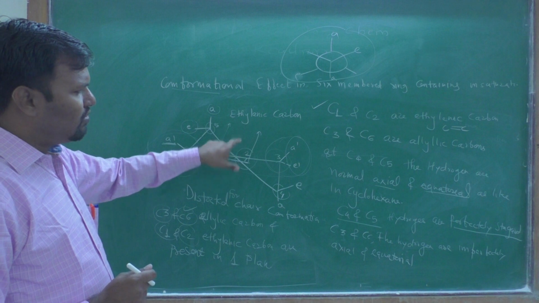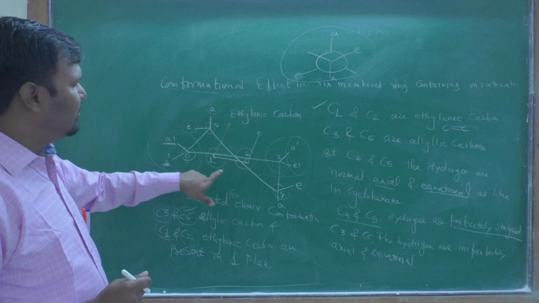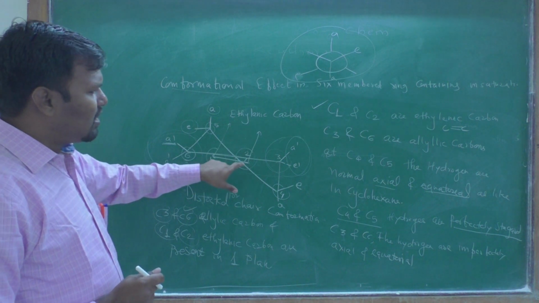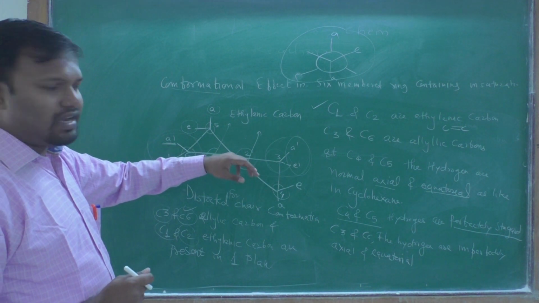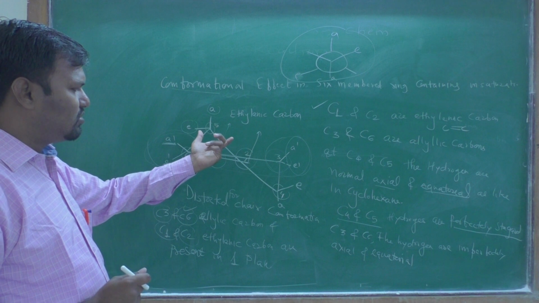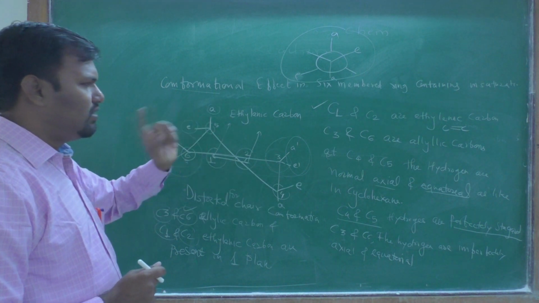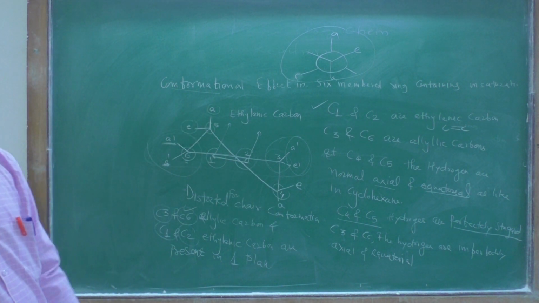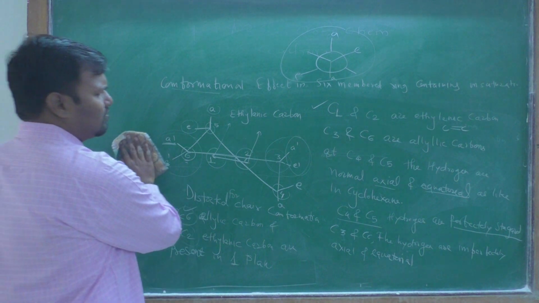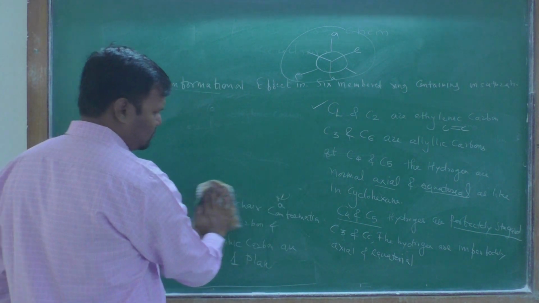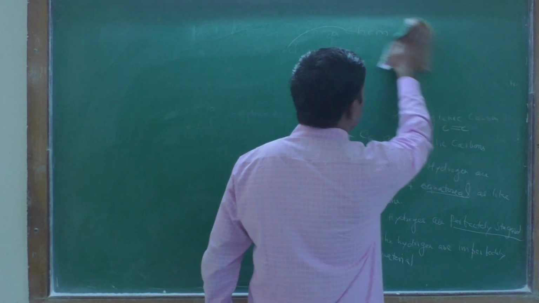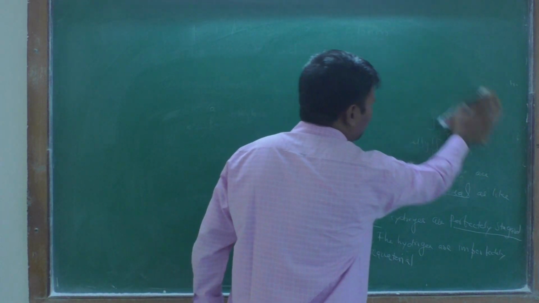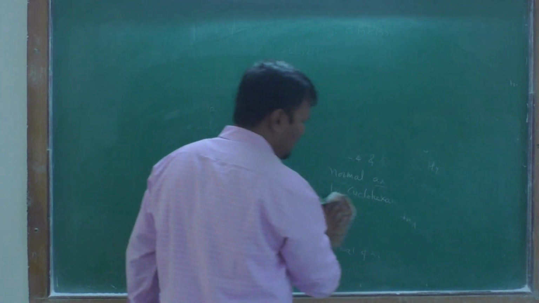Therefore, to avoid this strain, the cyclohexane molecule takes a conformation where carbons 6, 1, 2 and 3 are present in one plane, and the out-of-plane carbons are 4 and 5. This is all about the conformations when a double bond is present in a cyclohexane ring.